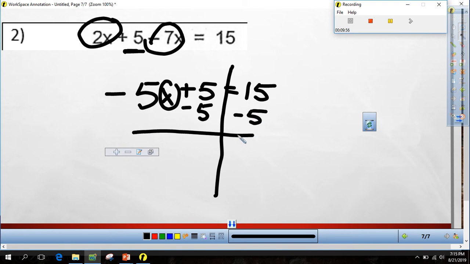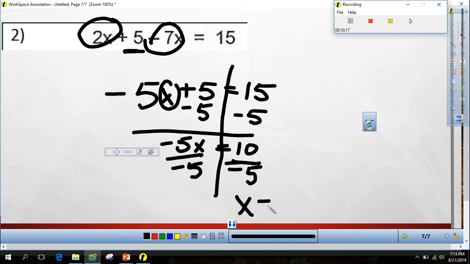Leaves me with negative 5x is equal to 10. Divide both of those sides by negative 5 to get that x by itself, because negative 5x means negative 5 times x. So to undo multiplication, I divide, represented with a fraction bar. That leaves me with my final answer: x is equal to negative 2.